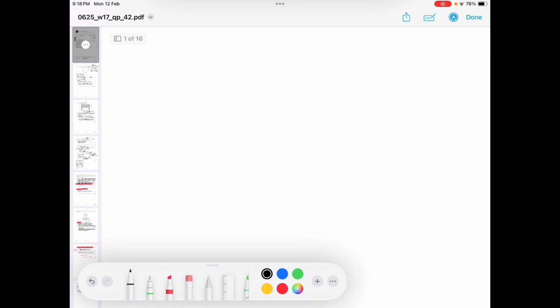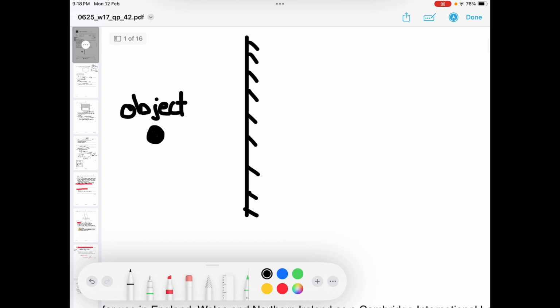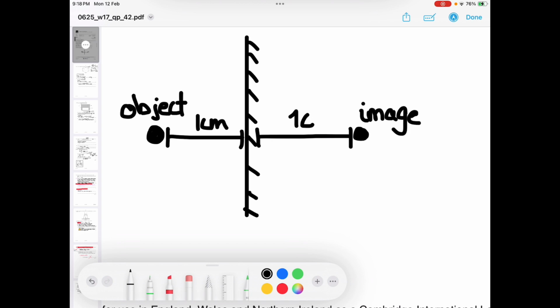Alright, if you have an object here, you want to draw its image, and this is the mirror, right? The image will always be the same distance from the mirror, but on the other side. So if this is 1 centimeter, then you get your ruler, measure the distance. If this is 1 centimeter, then the distance from here to the image is also 1 centimeter. Okay, so right now I just measured with my ruler and I located my image.